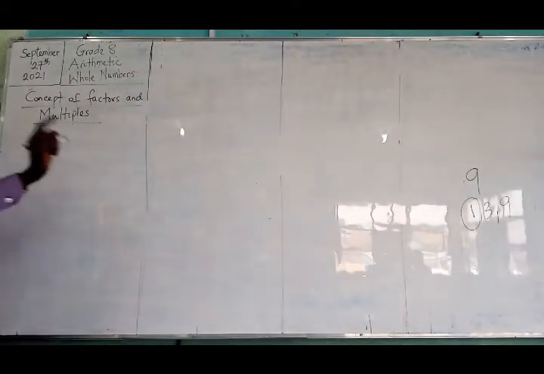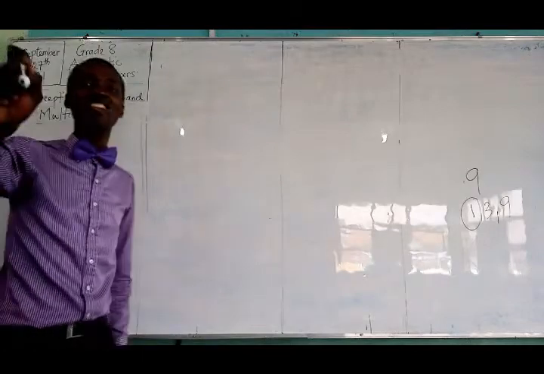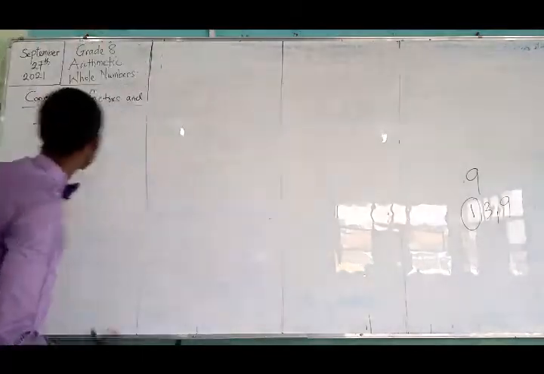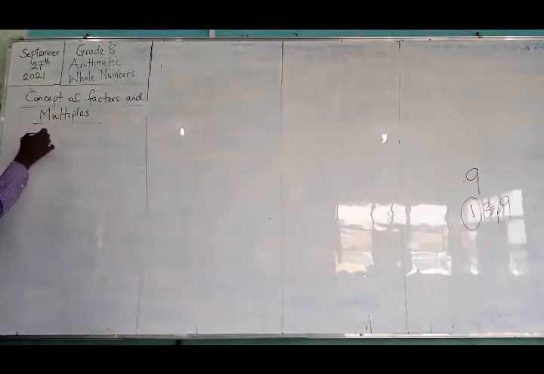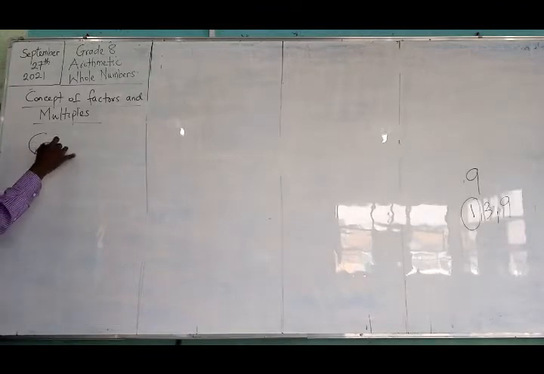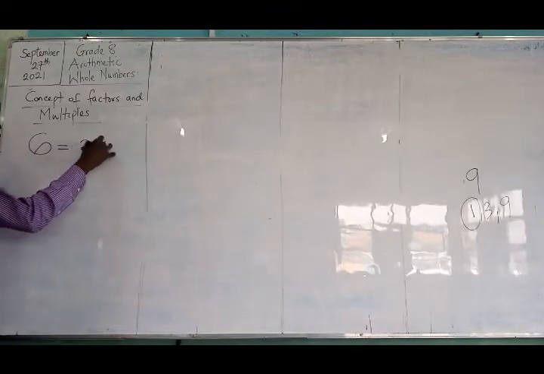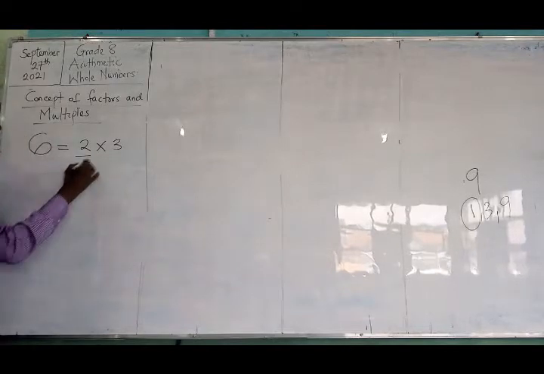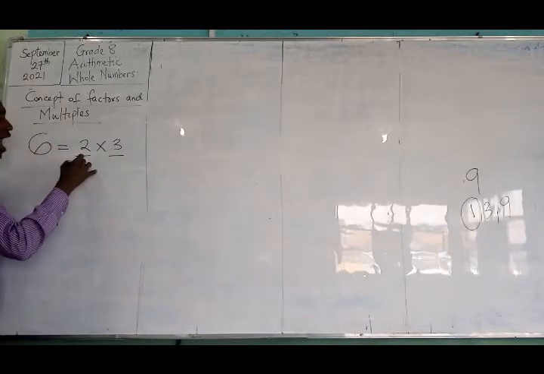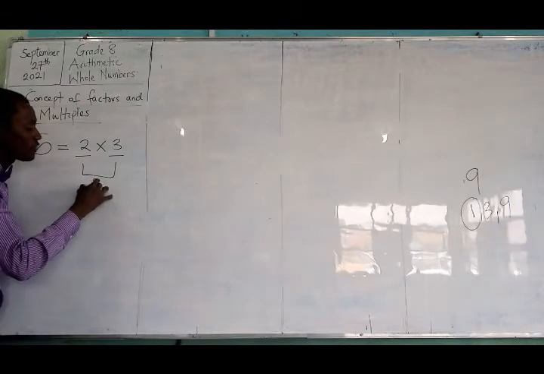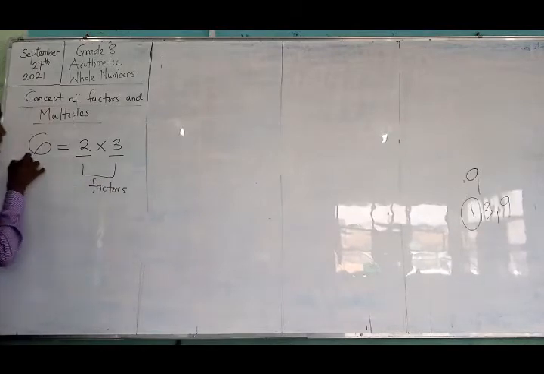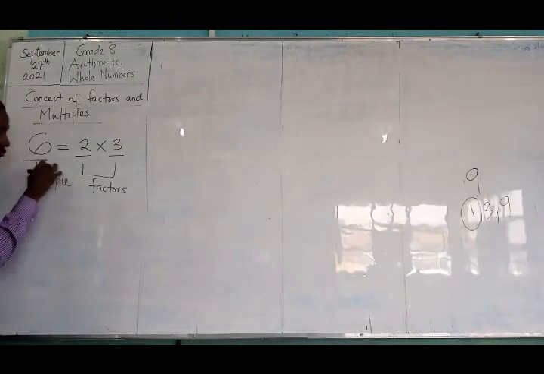But remember that whether you're talking about multiples or factors, they're essentially what? Whole numbers. So let's practicalize this. Look at, if I have 6 as a number, 6 will be 2 times 3. Is that not? Yes. So these 2 and these 3 are treated as what? Factors. Why is this 6 the multiple?